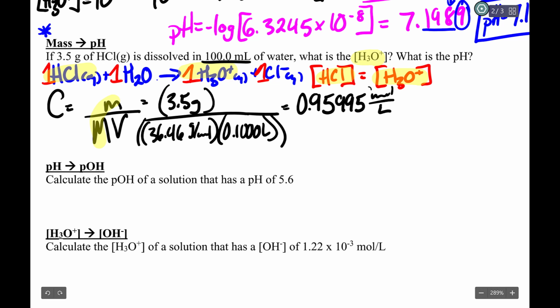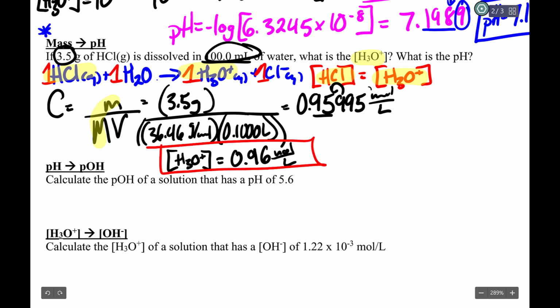Now, this is our first question. I'm going to give it its formal answer in correct significant digits here, even though in the second part I'm going to carry all the digits over. So the concentration of hydronium to 2 significant digits, this is 2, this is 4. So 2, the 9 rounds this up, is 0.96 moles per liter. So that's the answer to our first question.